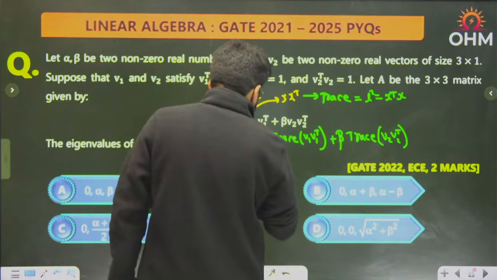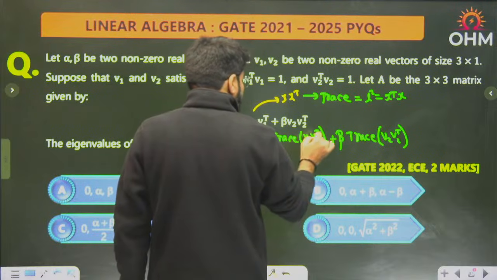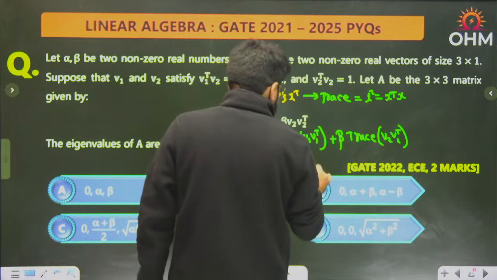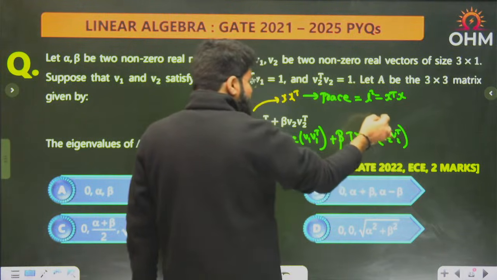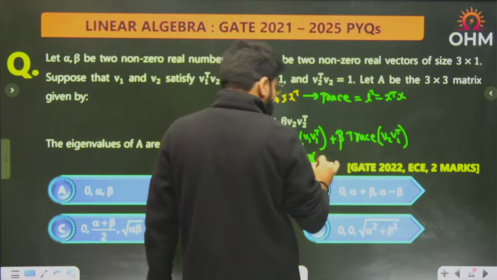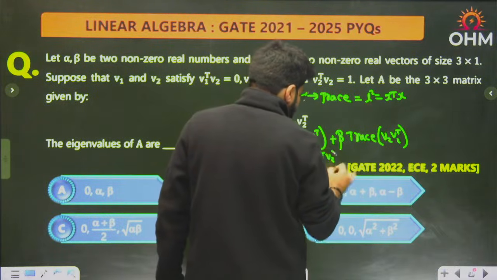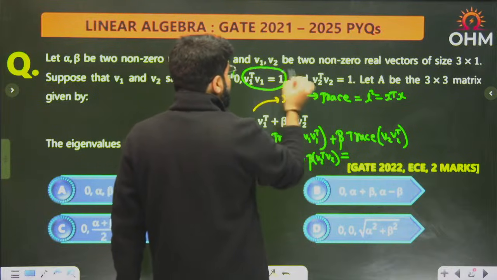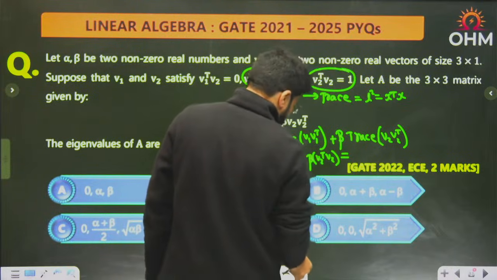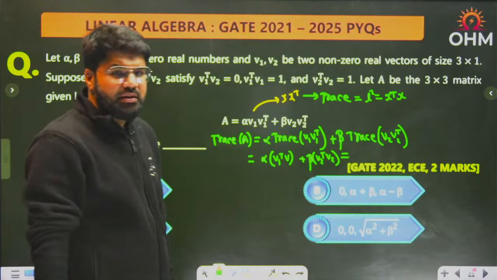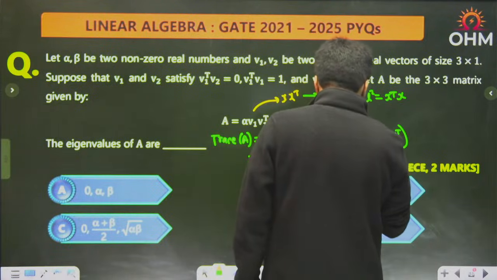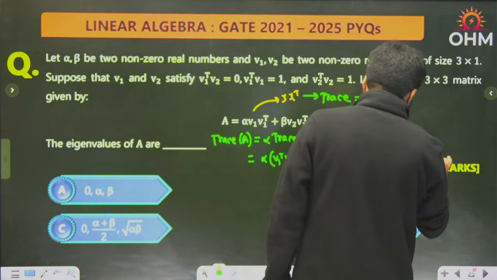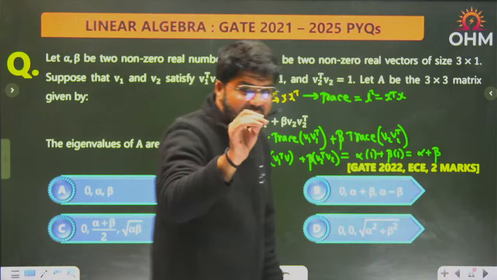So this is going to be alpha into the trace of v1 v1 transpose, which means v1 transpose v1, plus beta into the trace of v2 v2 transpose, x x transpose trace being x transpose x, so v2 transpose v2. Now see here, v1 transpose v1 is 1, v2 transpose v2 is also 1. Both of them are unit length. So this becomes alpha into 1 plus beta into 1, and that is alpha plus beta. Correct?